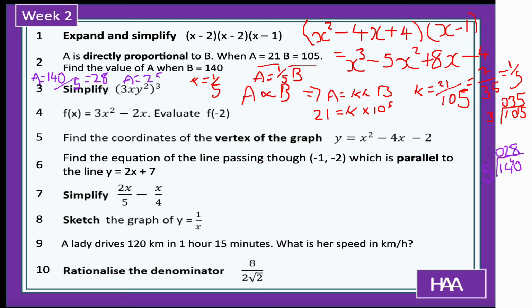Okay, so this topic is looking at direct proportionality. Sorry if I went through it pretty quick there, but I hope it was enough to make sense. So I formed an equation involving k. I then subbed in the initial condition, which was a equals 21 and b equals 105, to work out the value for k. Once I worked out the value for k, then I had my general equation, which was a is equal to 1/5 b or 0.2 b, either way is fine. To work out a when b is 140, I subbed in 140 into here, and then I can work out what a was. Okay, so I hope it made sense so far.